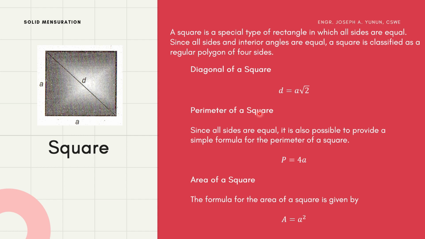Then the perimeter of the square, a plus a plus a plus a, gives us 4a, 4 times side a. And the area of the square is similarly base multiplied by height. This can be the base and this can be the height. So substituting the value, a multiplied by a, that gives us a squared.